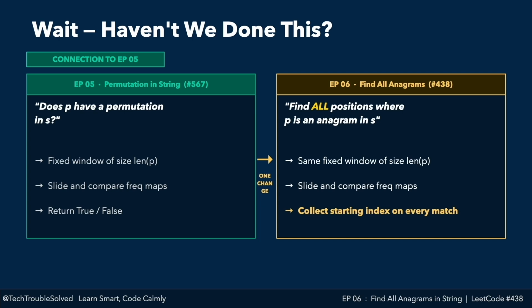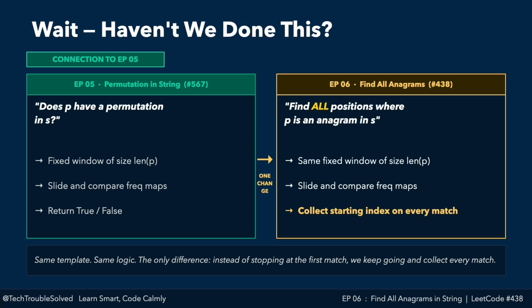Episode 5 asked, does it exist? You found it. You returned true. You stopped. Episode 6 asks, where does it exist and how many times? You find it, you record it, and you keep going. Same template, same logic. The only difference, instead of stopping at the first match, we keep going and collect every match. If you understand episode 5 and you are here, so you do, then you already understand 95% of today's problem. The remaining 5%, one line of code.